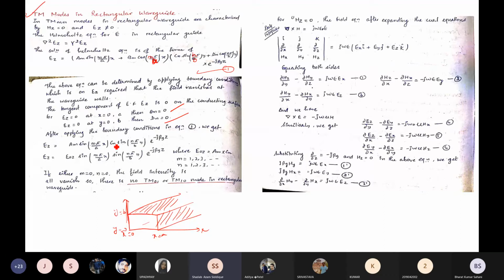Now we can take cn and am both together, and take it as E naught z. So Ez can be written with the amplitude E naught z, sin(m pi by a into x), sin(n pi by b into y), e to the minus j beta g into z, where E naught z is equal to am into cn, and m equal to 1, 2, 3, n equal to 1, 2, 3. Why m equal to 1, 2, 3 and n equal to 1, 2, 3?